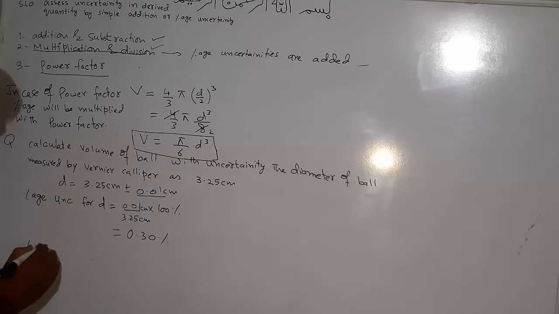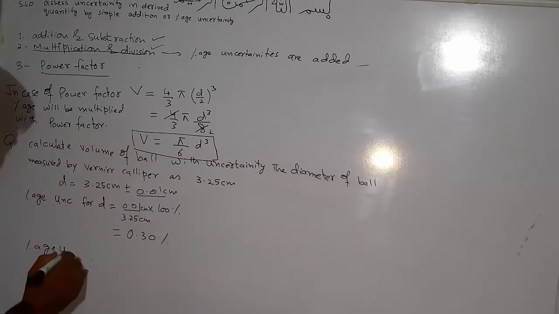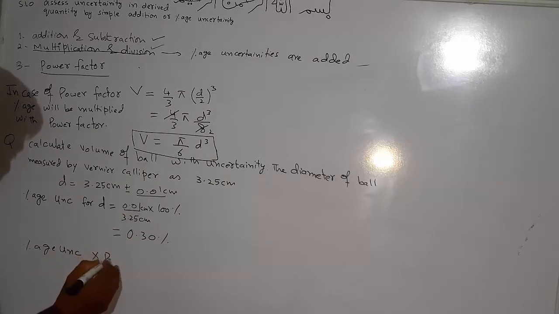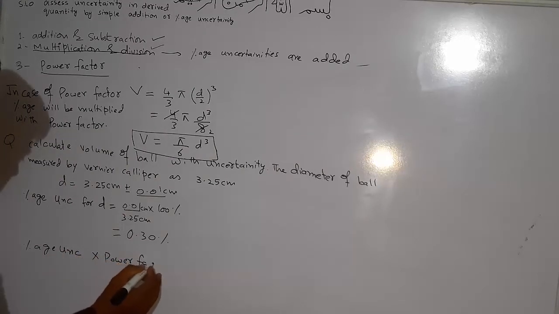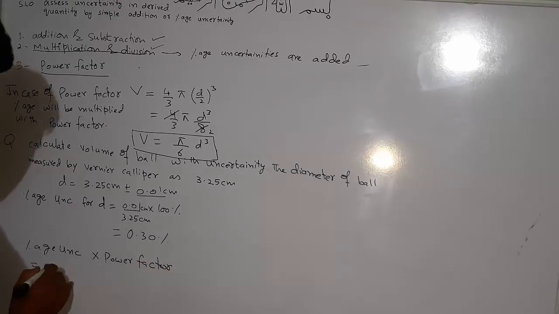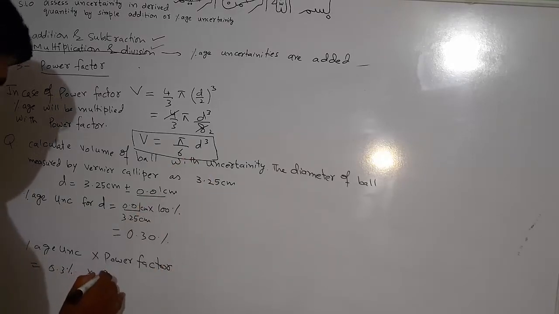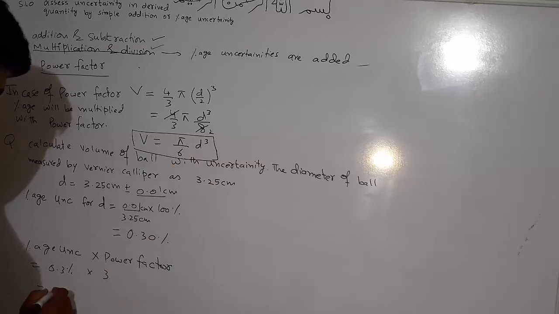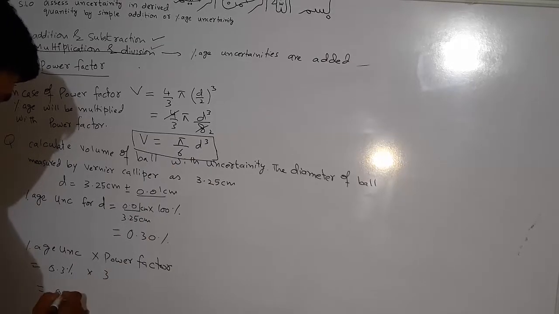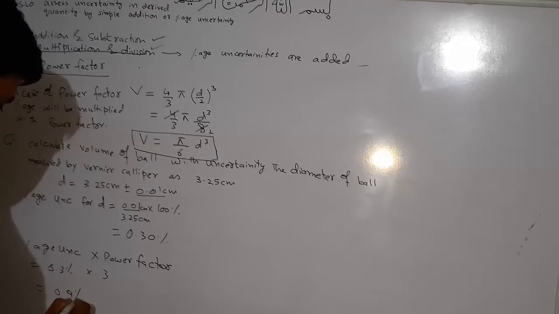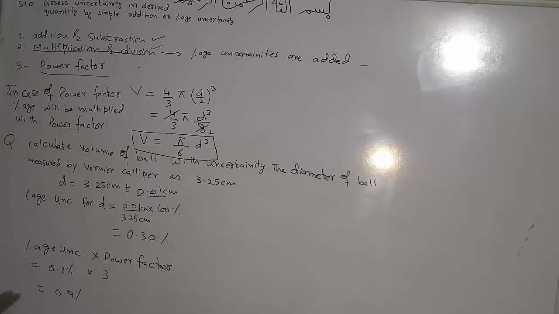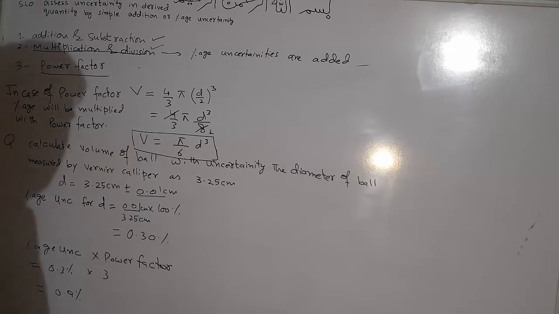So percentage uncertainty multiplied by power factor. What will it be? The percentage is 0.3%, multiplied by the power factor 3. Final answer, 3 multiplied by 0.3 will be 0.9%. So the overall percentage uncertainty will be 0.9%. So 0.9% of the volume.